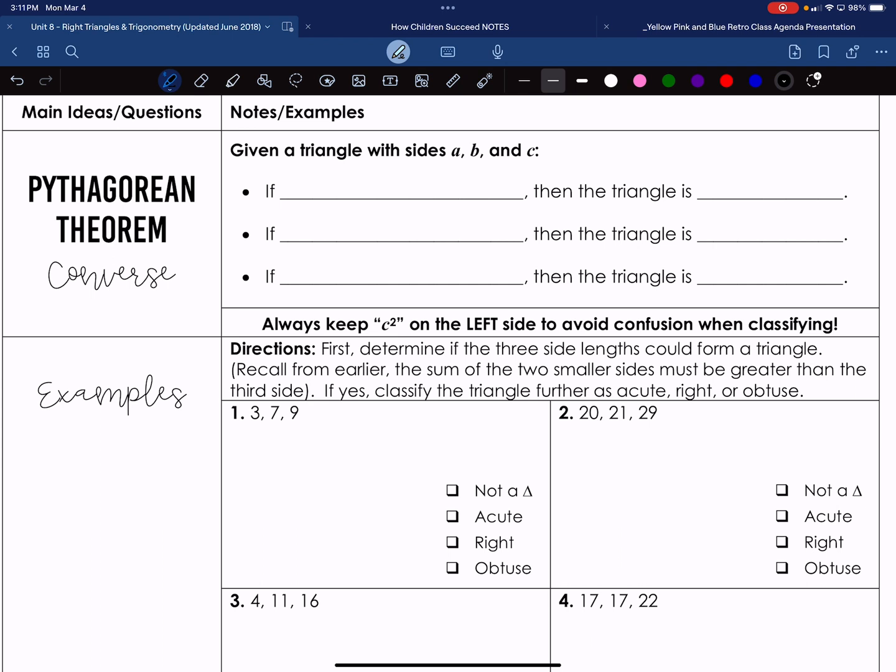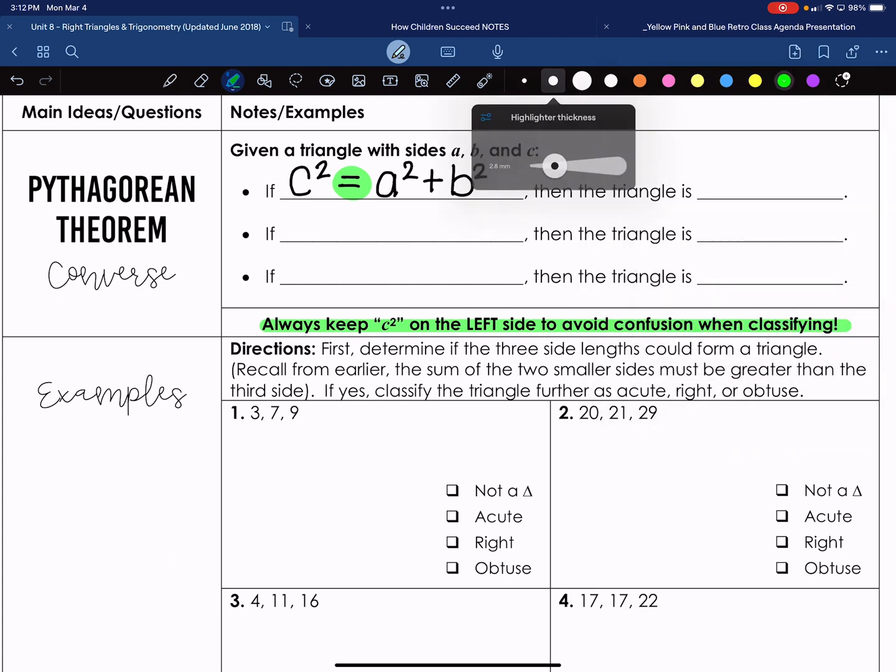Okay, so the way that I write the formulas on here is very particular. I put c squared first because it'll keep down confusion when you're trying to classify whether it's acute, obtuse, or right. Okay, so the Pythagorean theorem, like we normally see it, written as a converse, looks like this: c squared equals a squared plus b squared. All we're going to do is just put c squared first. If c squared is equal to a squared plus b squared, you're going to get a right triangle.